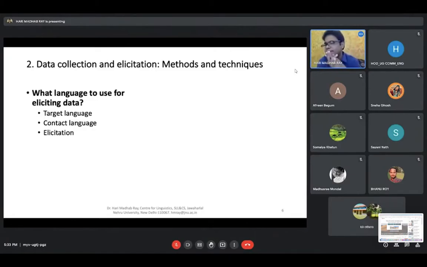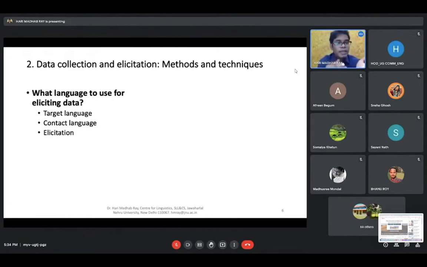One of the things is that if you're working on an unknown language, it may be Toto, or Garo, or whichever language for that matter, and you are a speaker of Bangla or Hindi and you do not know Garo, you need to have a contact language. Let's say your target language is Toto and your contact language is Bangla. How are you going to elicit your data? Is it through Bangla or through Hindi? Because you do not know Toto, as this is the target language.